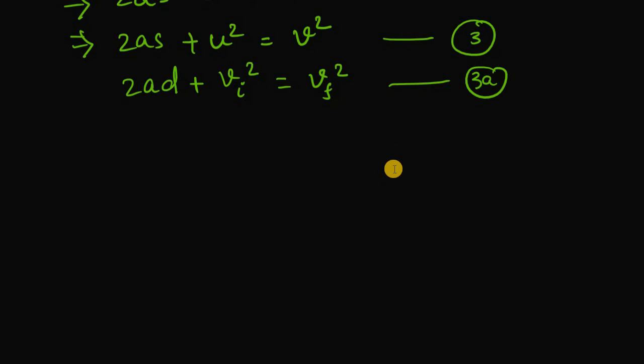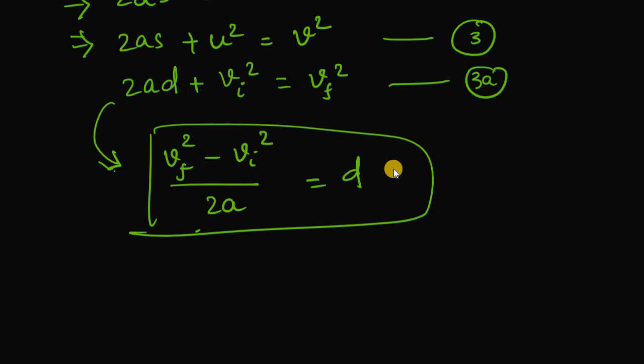And another formula, which is subsidiary to it: Vf square minus Vi square divided by 2a equals the distance. You should remember this formula is just coming from this equation of motion, so no need to panic. You can also derive it. If you know the initial velocity, final velocity and acceleration, then you can find out the distance traveled.